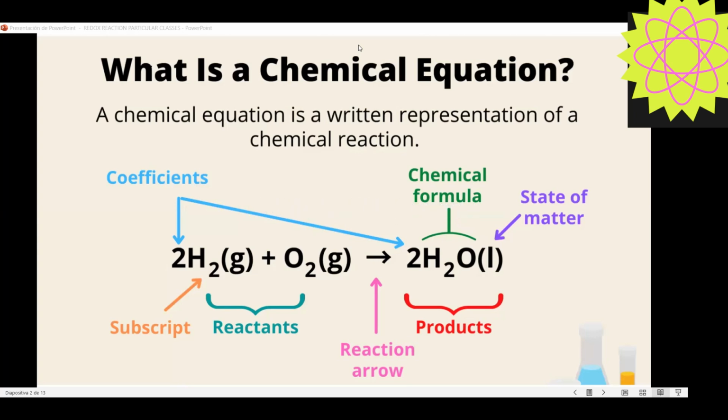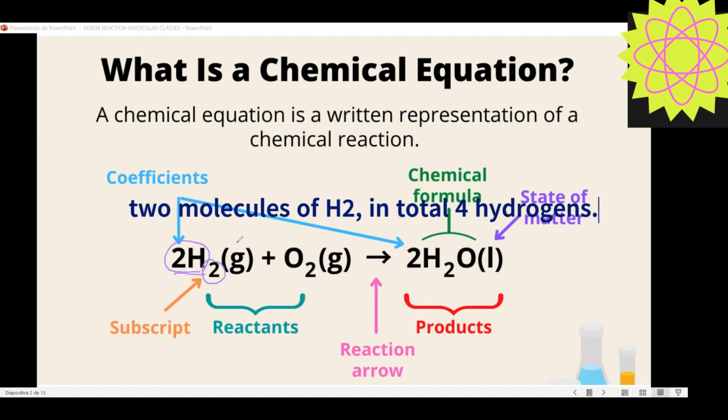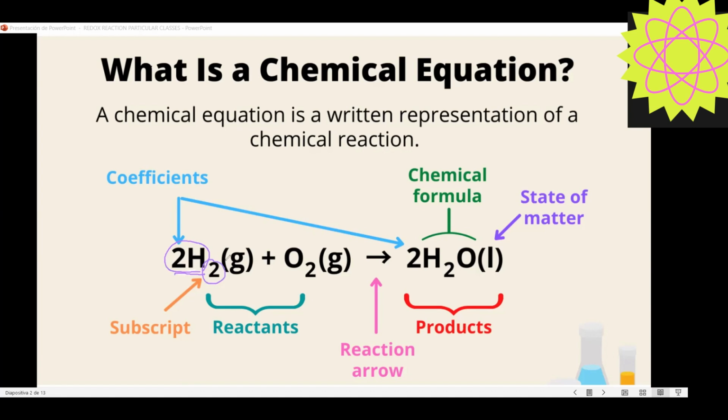So a chemical reaction is something that occurs when you change the components of a substance. For example, look at this case. We have two hydrogen atoms, so in total, we're going to have 4 hydrogen atoms in gas state. This is in gas state, okay?